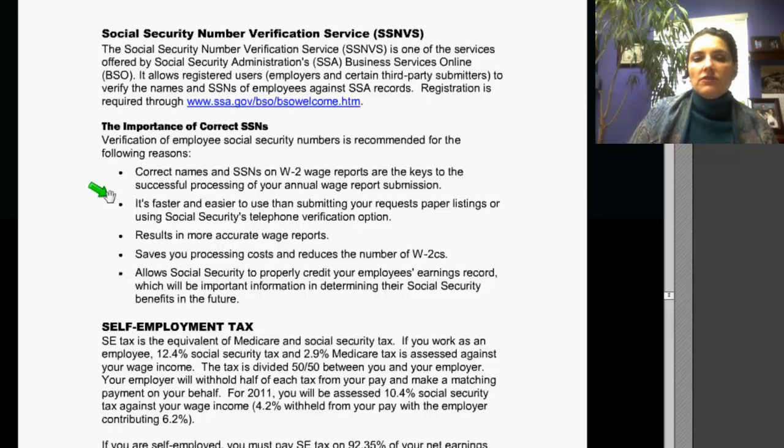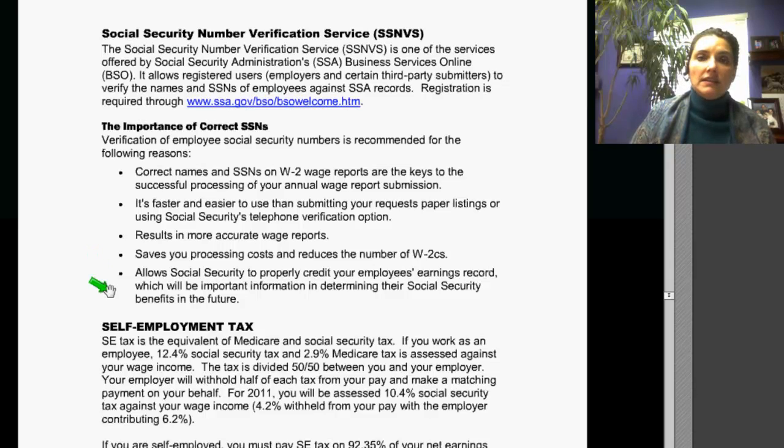It is faster and easier to use than submitting your requests on paper listings or using Social Security's telephone verification option. It results in more accurate wage reports. It saves you processing costs and reduces the number of W-2Cs. And it allows the Social Security Administration to properly credit your employee's earnings record, which will be important information in determining their Social Security benefits in the future.